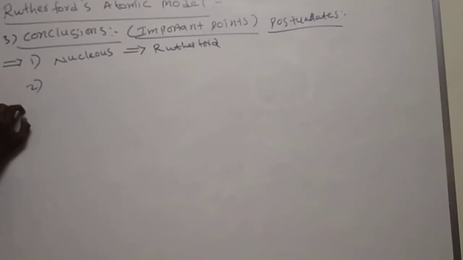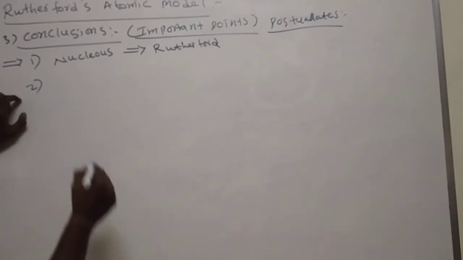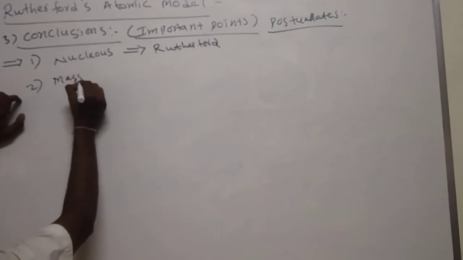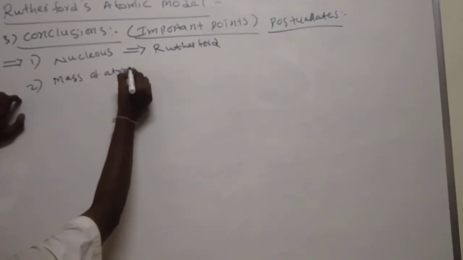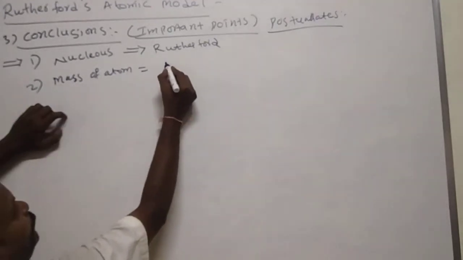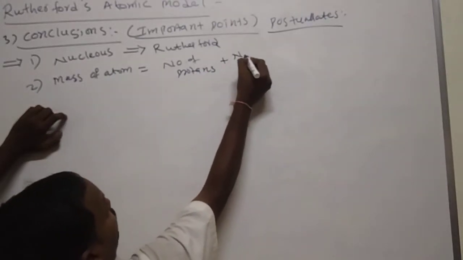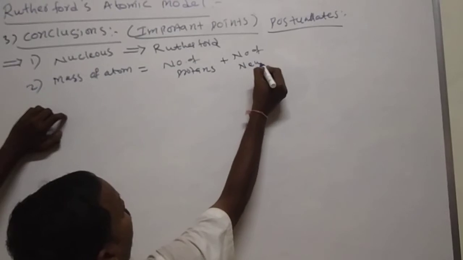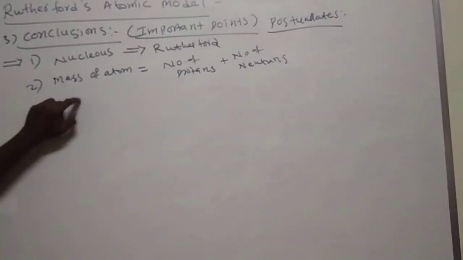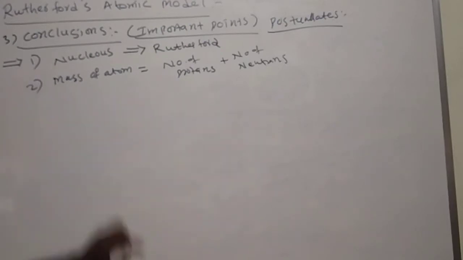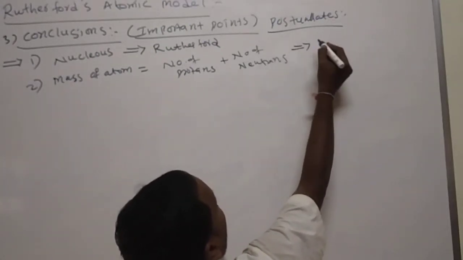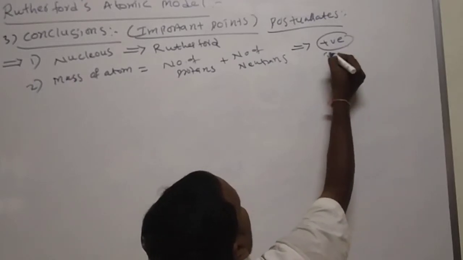Okay, the mass of the atom is completely present in the nucleus only. The mass of an atom is always equal to the sum of the number of protons and the number of neutrons. It is present in the nucleus only. That means the positive charge, neutrons mean neutral, the positive charge is present in the nucleus only.